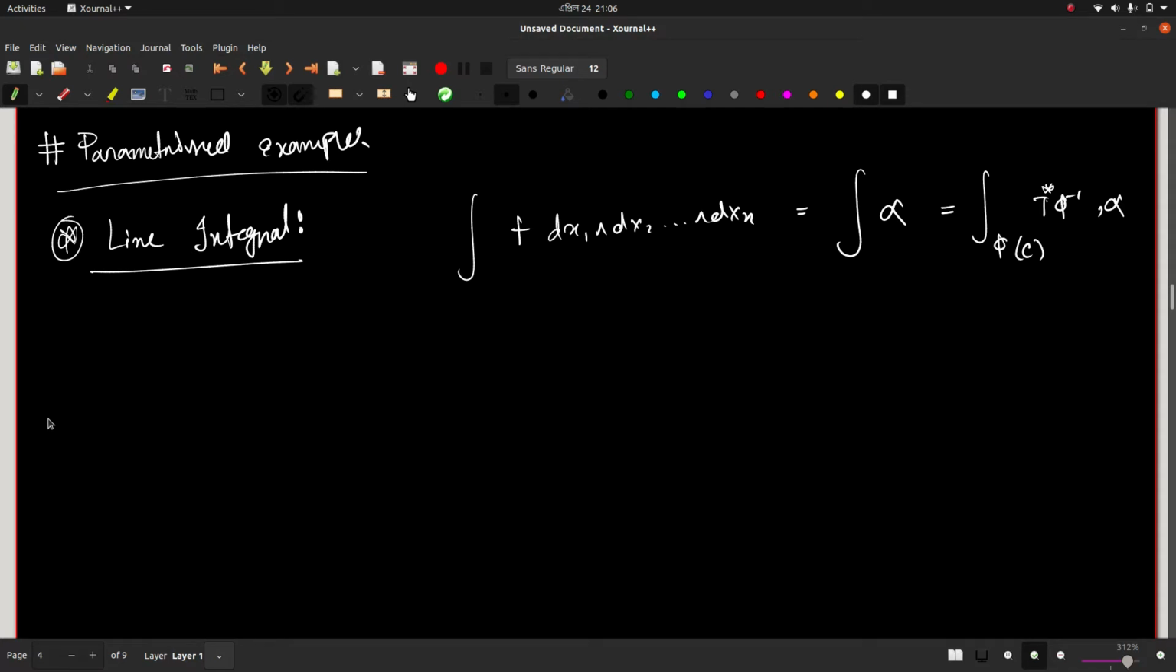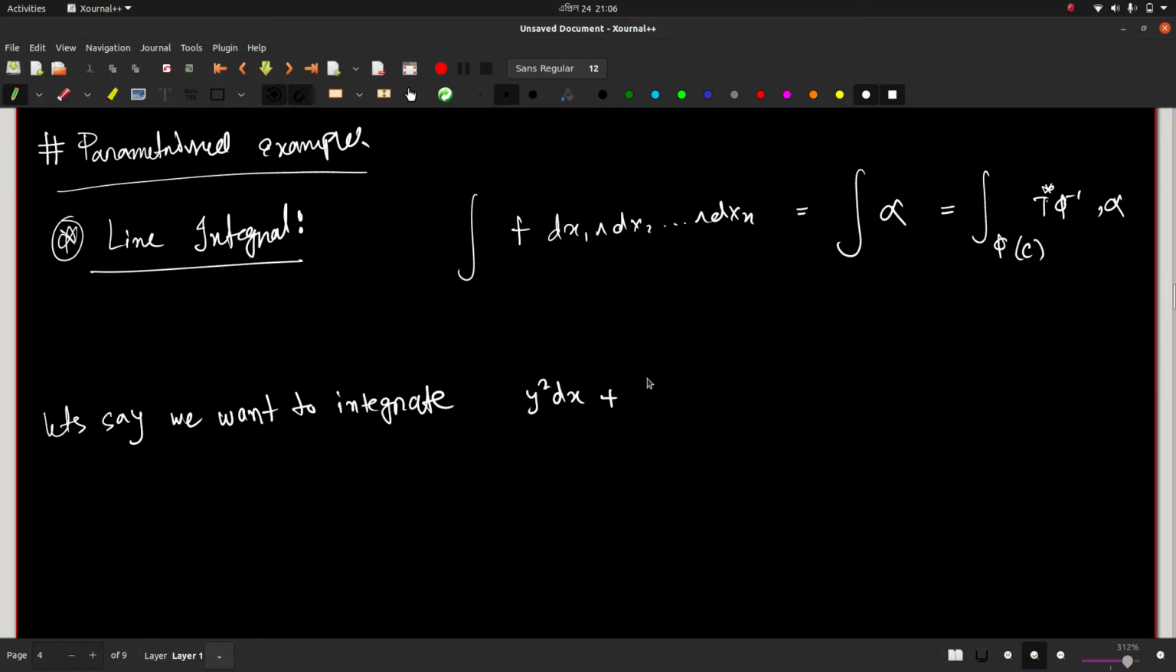So let's say we want to integrate y squared dx plus x dy. This is our one form and we want to integrate it on a parameterized curve.